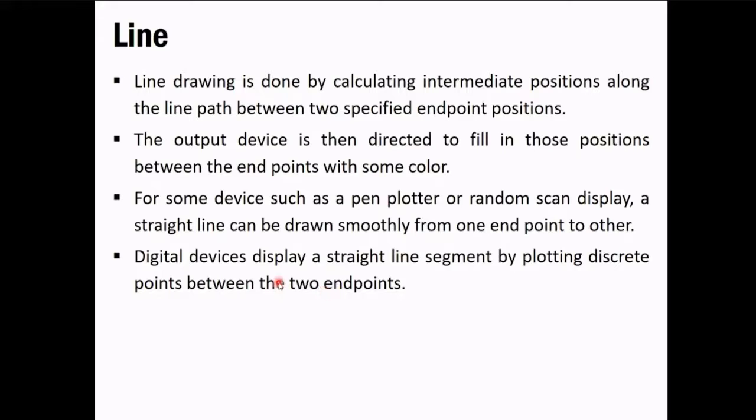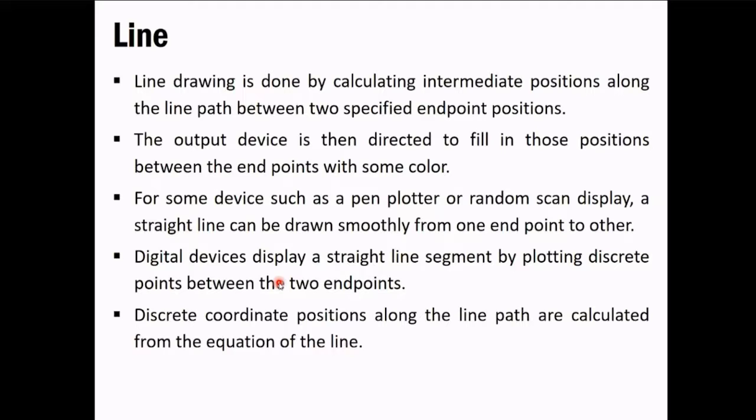And what it says is, the digital device displays a straight line segment by plotting discrete points between the two endpoints. That is what we are going to learn. It displays a straight line segment by plotting discrete points between the two endpoints. So what we are concerned with is calculating the discrete points that are in between the endpoints. We will see that from the equation of the line. As I told you, from the equation of the line you can easily get this information.